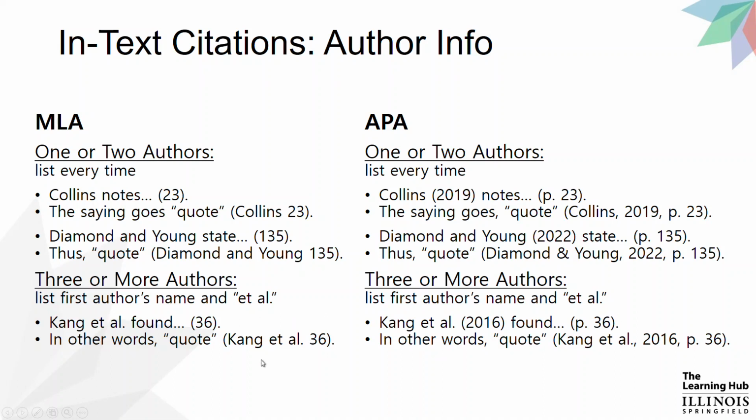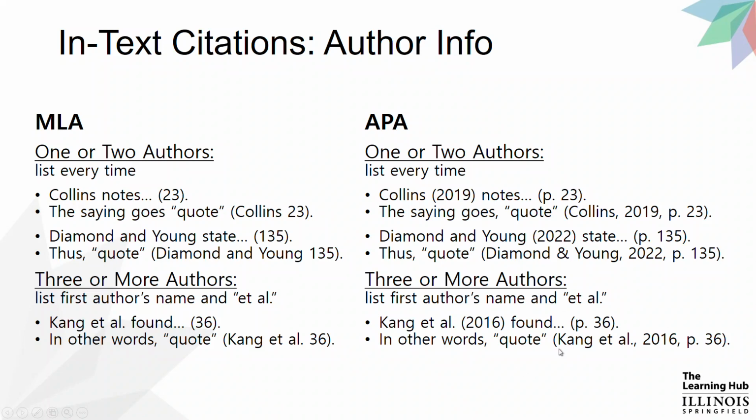Notice there's no other punctuation besides the period after the "al." In APA, you again list the first author's name and then et al. If you're putting it in the sentence, just remember you're putting the year as well wherever you place the author information. So Kang et al. (2016). Or if you're putting everything at the end, in other words, quote, (Kang et al., 2016, p. 36). So that's how that should go.